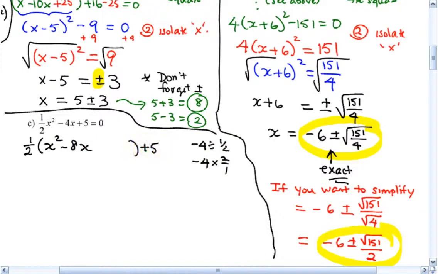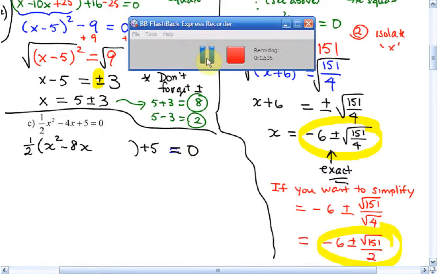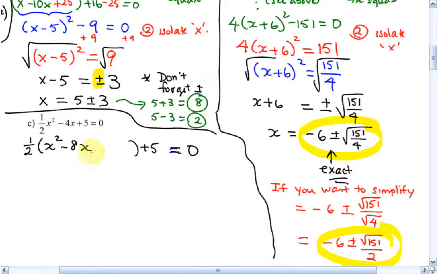Okay. Go ahead now and try to finish this off on your own. See if you can try it. Need some help, let me know. Done, or want to double check your answer? What number goes inside the bracket here? 16. Good.